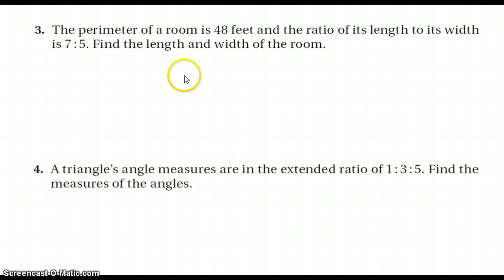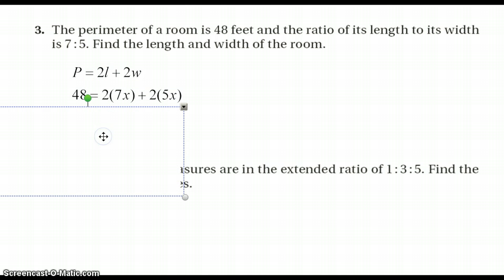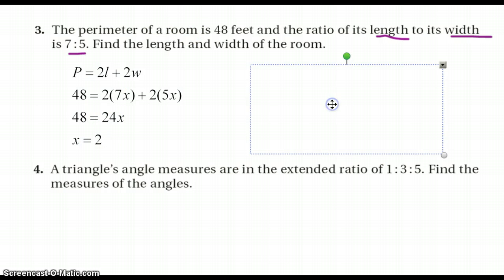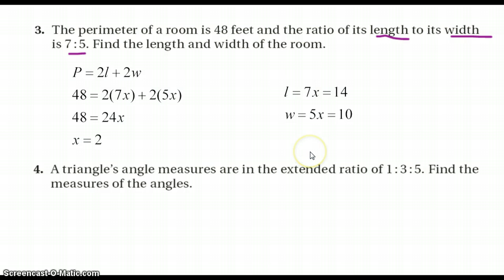Well, welcome back. Hopefully you remember the formula for perimeter, which is P equals 2L plus 2W. We make length 7x and we make width 5x because, again, length to width is 7 to 5. So length is 7x, width is 5x. Fill in the values, solve, x is 2. Go back and plug them in. If length is 7x, then it equals 14. If the width is 5x, then it equals 10.